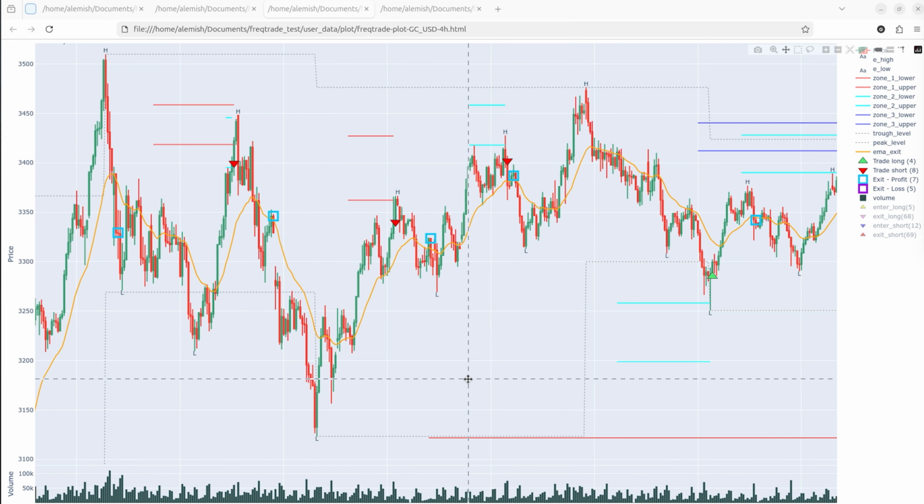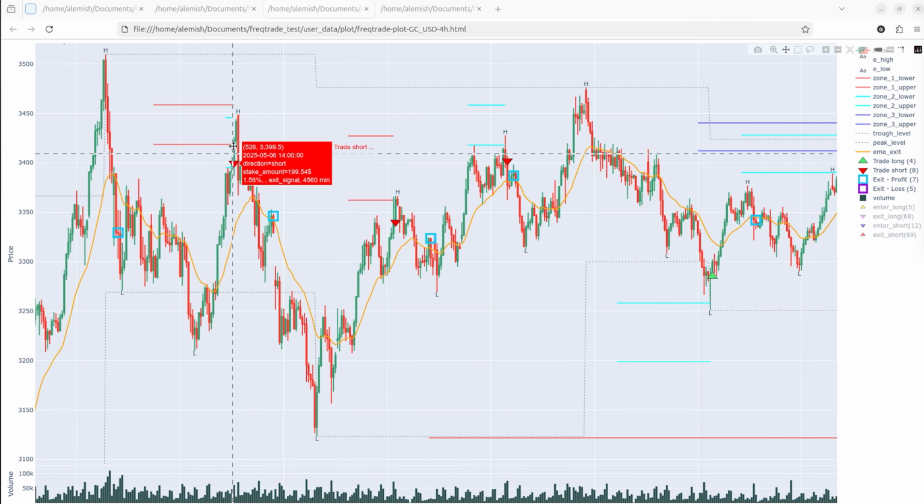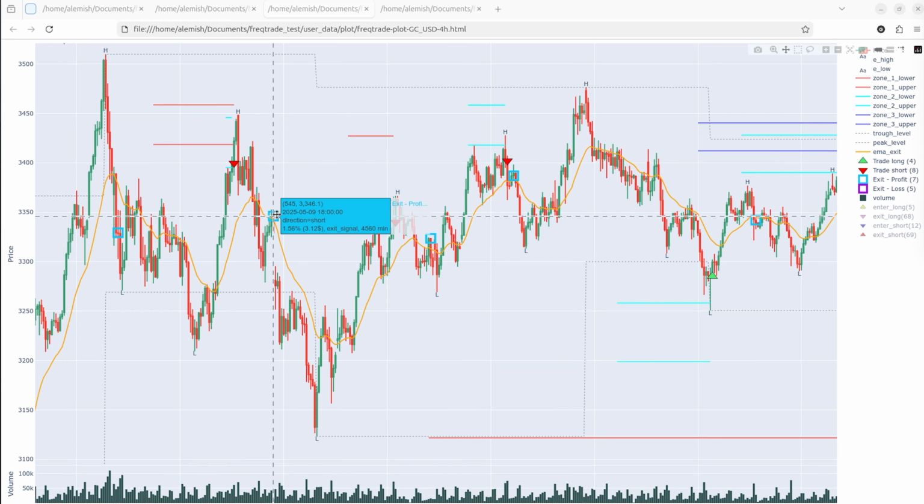So here you can see several entries. So for example, let's go from left to right. Our level of low, level of high, from it we derive our golden zone, and on this candle we reach it, so we enter a short trade, and as we expected, price went down and we've made some profit.